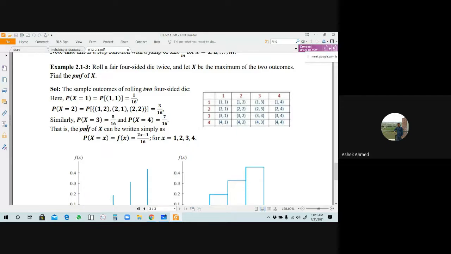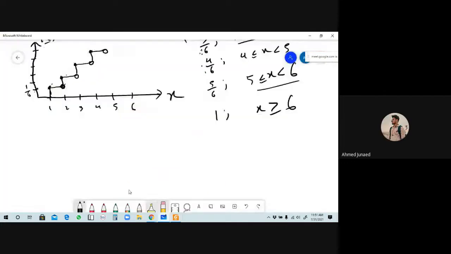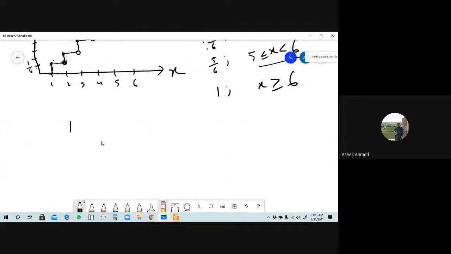We have to find out here the PMF. Find the PMF also. PMF means what? Tell me. PMF means probability mass function, we have to find out. In that case, when x equals to 1, what will this be?